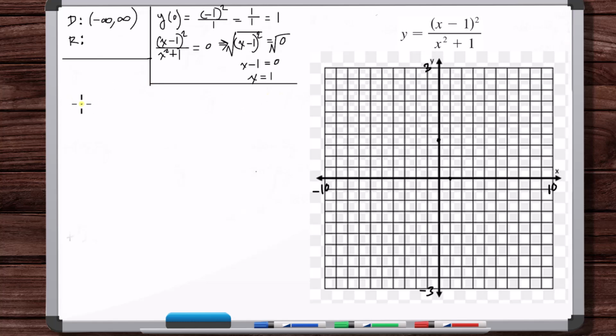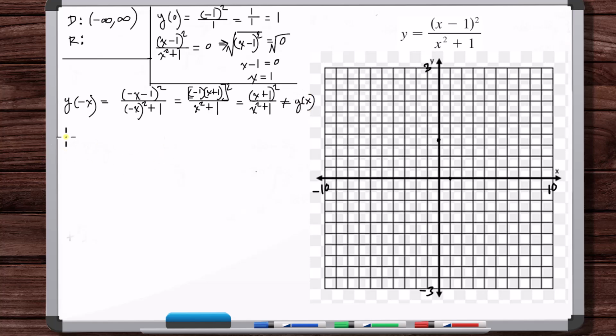Now let's check for symmetry. Is this function an even function? Okay, so y of minus x is equal to minus x minus 1 squared over minus x squared plus 1, and you could write this as minus 1 times x plus 1 squared, so this is x plus 1 squared over x squared plus 1. This is not equal to y of x.